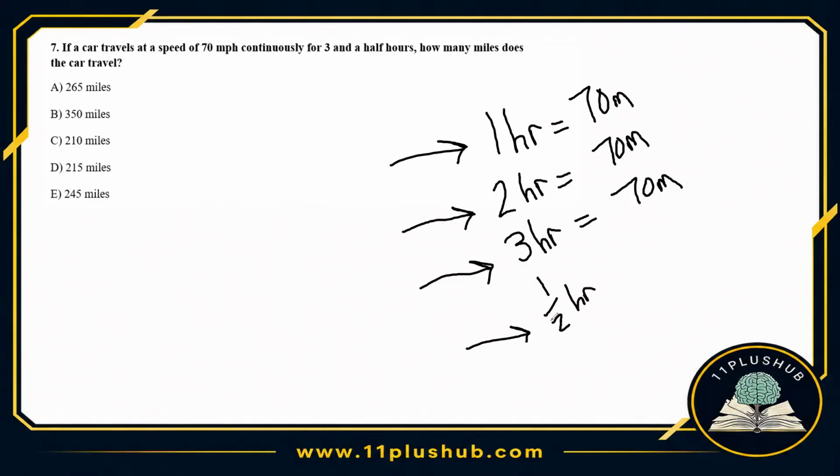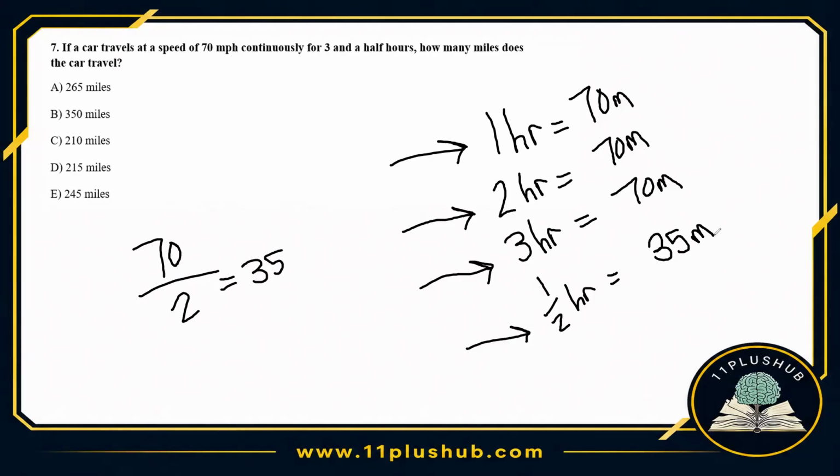Now, if we know that the car is traveling 70 miles in 1 hour, how are we going to figure out how far that car travels in half an hour? Well, we're just going to divide 70 by 2, aren't we? Which gives us 35. So for the half an hour here, the fourth section, the car can only travel 35 miles because that's half of 70, isn't it? We're only allowing the car half its usual time to travel.